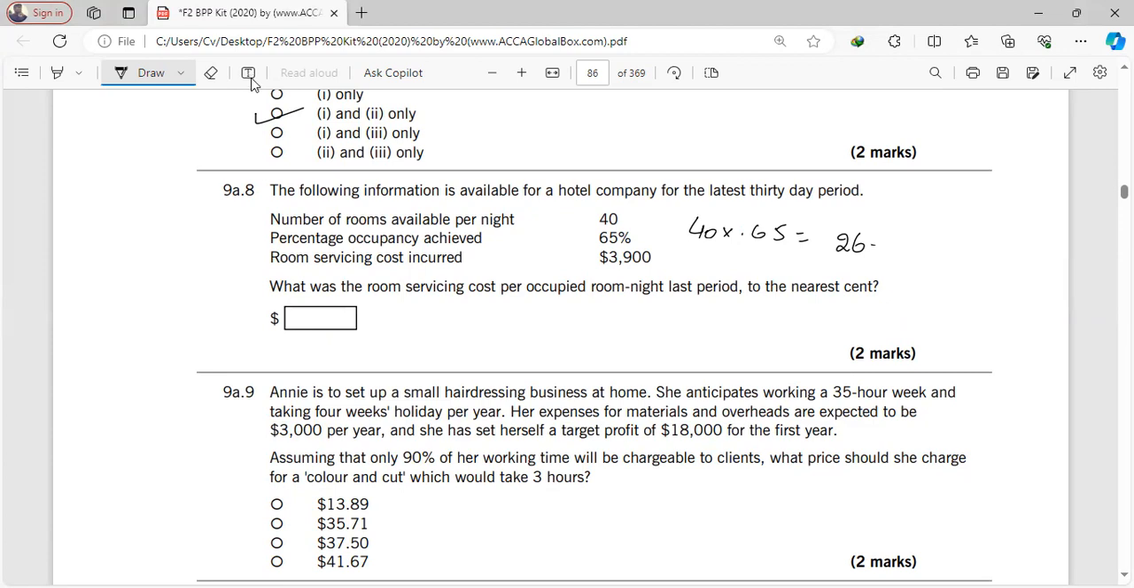Then he says the room servicing cost incurred is 3,900, and here he says a 30-day period. So 26 into 30, total occupancy is 780, and the servicing cost is 3,900. What was the room servicing cost per occupied room night last period? So $3,900 divided by 780.